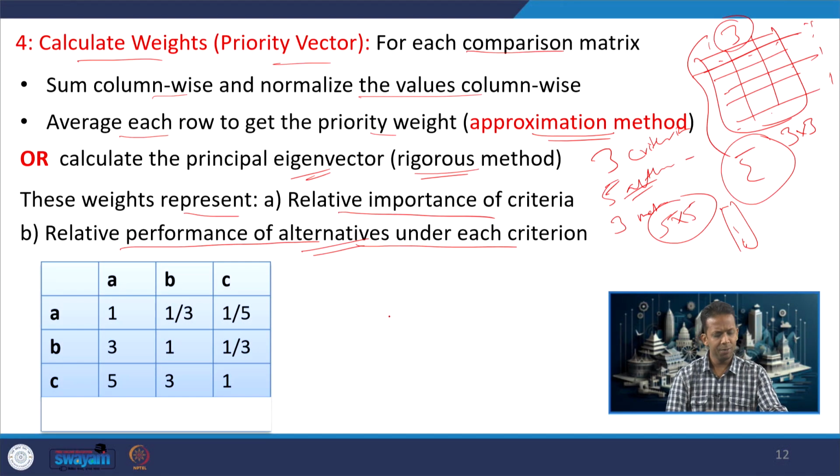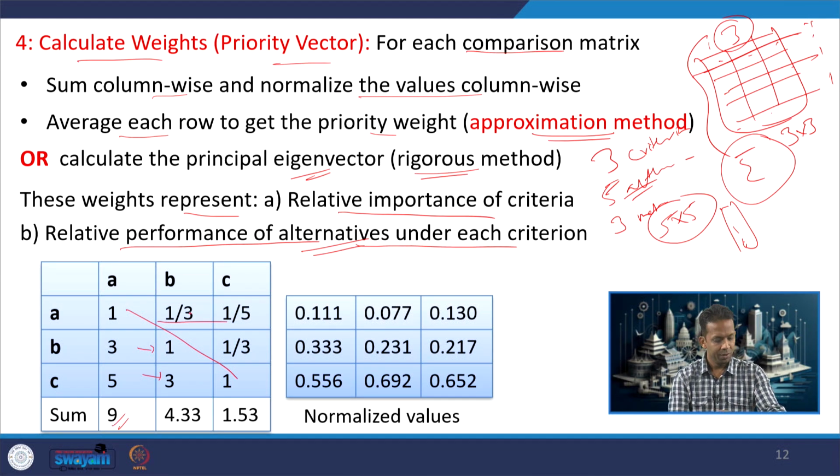Let me just show the criteria part of the approximation method. If this is the matrix considered, similarly like 1, 3, 5, you have the diagonal elements and the reciprocal elements. You shift along the scale, so 3 to 1, then 5 to 3, and this becomes 1 by 3. You take the sum column wise, so 1 plus 3 plus 5, how much? 5 plus 3 is 8 and 1, 9. So it is 9 here, here it is 4.3, here it is 1.53.